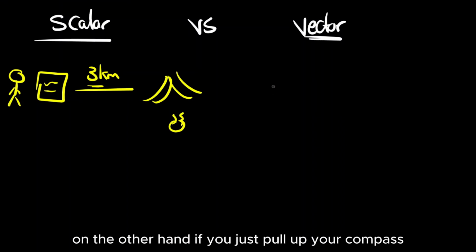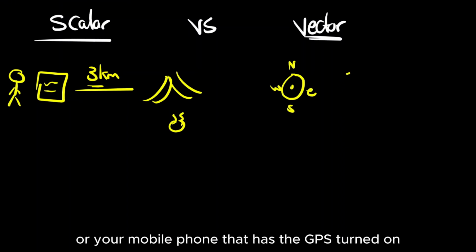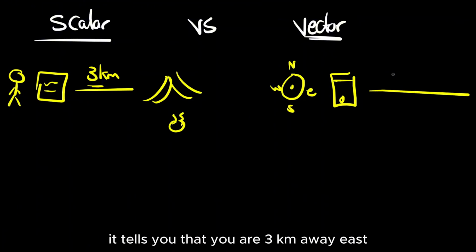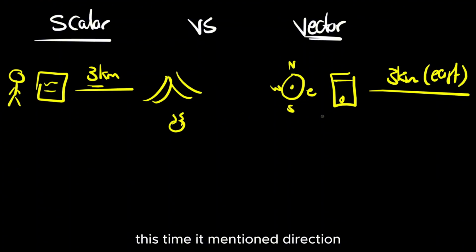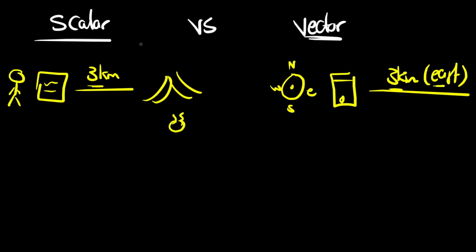On the other hand, if you just pulled up your compass or your mobile phone that has the GPS turned on, it tells you that you are 3 kilometers away east. This time it mentioned direction, and this is the vector quantity because it includes both the magnitude, which is 3 kilometers, and the direction, which is east.